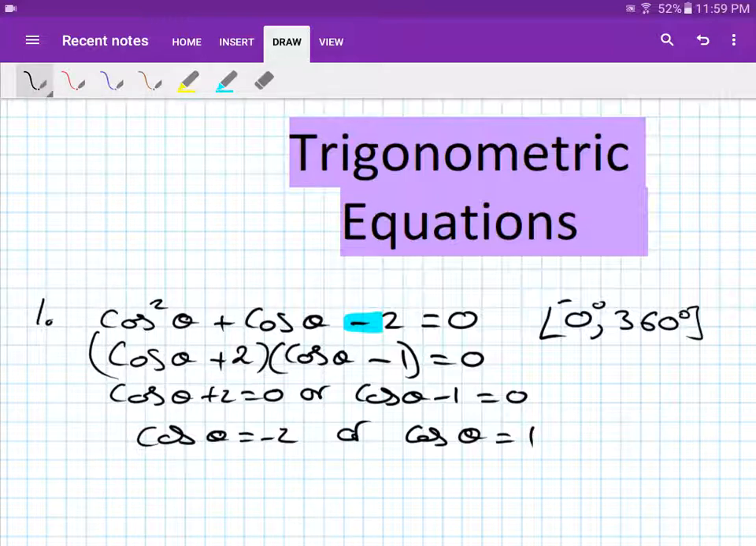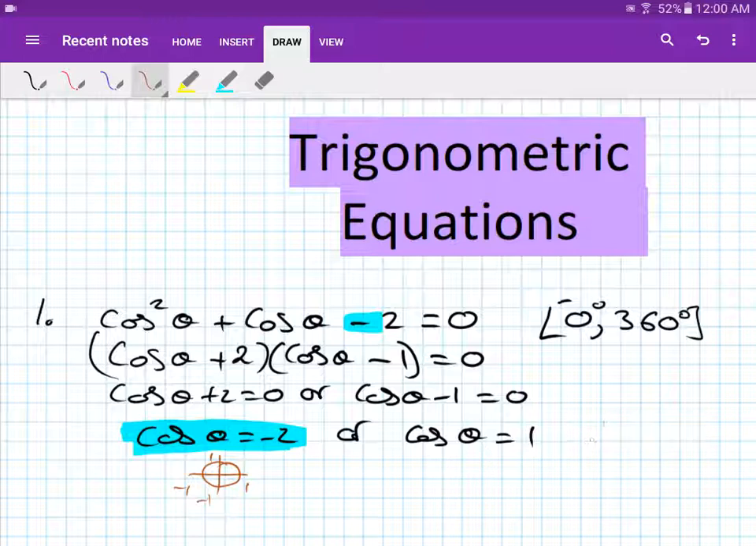Now, you know that cos theta is never over 1 or less than negative 1, because the unit circle is always within 1 and negative 1. Remember that. If you try to find the reference angle, inverse cos of 2, it is a math error, or syntax error. So that means there is no solution for this. Now we focus on the other one.